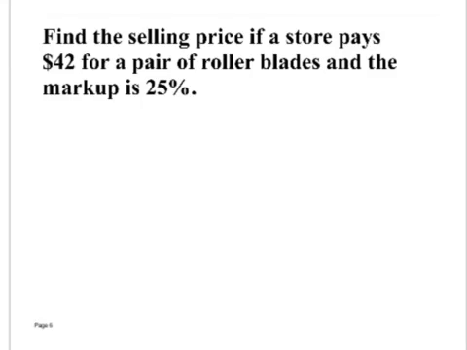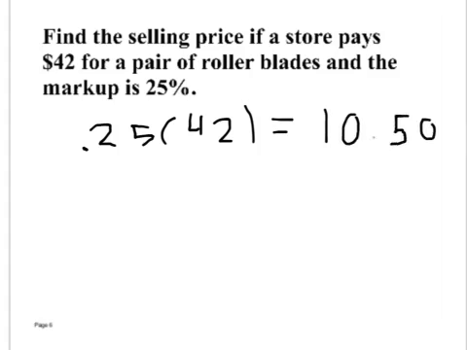What we're going to do is find out what 25% of $42 is. So I'm going to take 0.25 times 42. If you remember, this uses yesterday's notes where we took the percent times the whole to find the part. This is the exact same thing. So 25% of $42 is $10.50. Which means this is how much the store makes, $10.50. When they sell the rollerblades, they get $10.50 more. That's their profit. That's the markup.